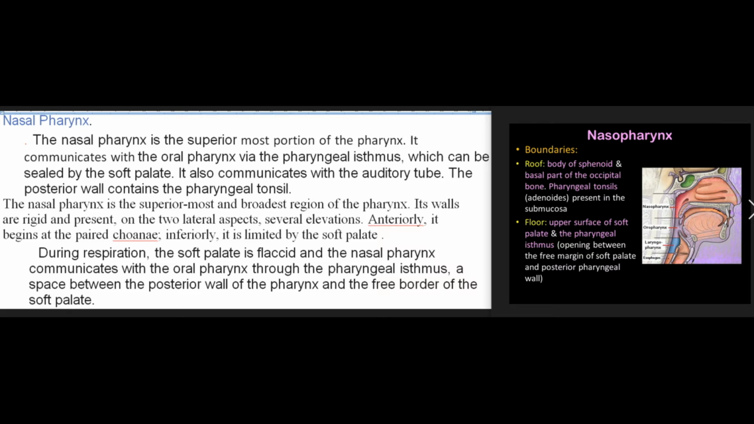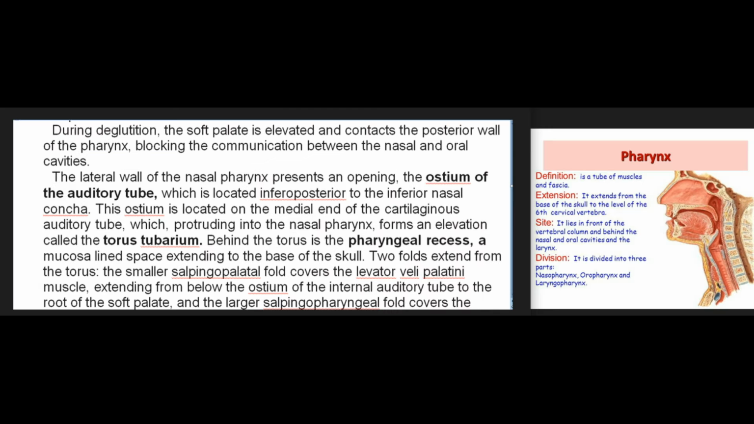Its walls are rigid and present, on the two lateral aspects, several elevations. Anteriorly, it begins at the paired choanae; inferiorly, it is limited by the soft palate. During respiration, the soft palate is flaccid and the nasal pharynx communicates with the oral pharynx through the pharyngeal isthmus, a space between the posterior wall of the pharynx and the free border of the soft palate.